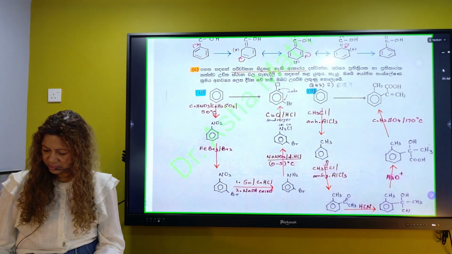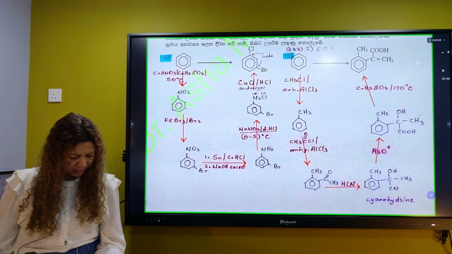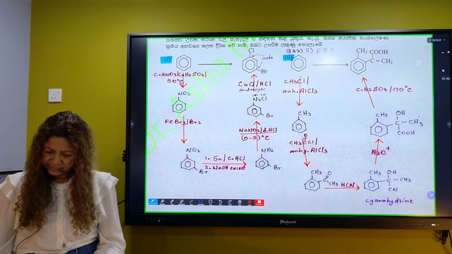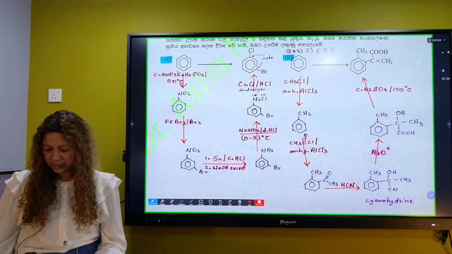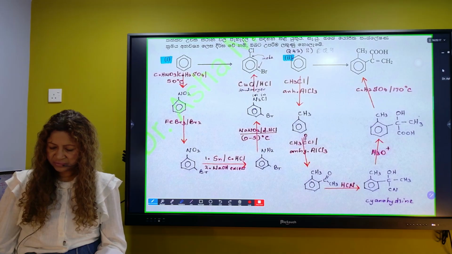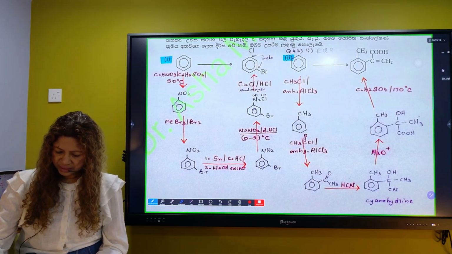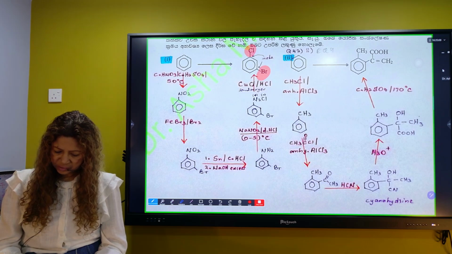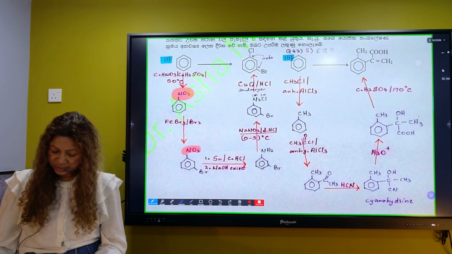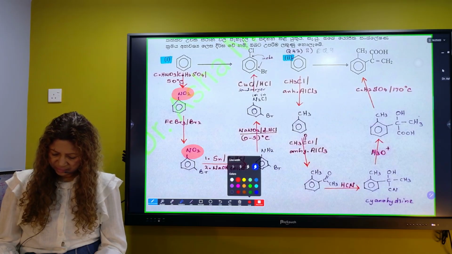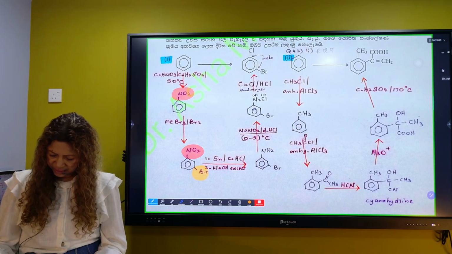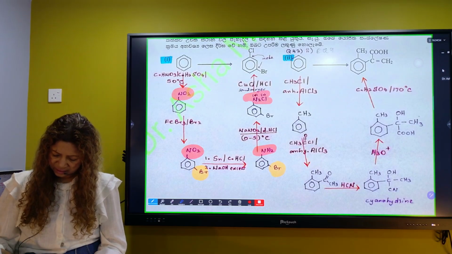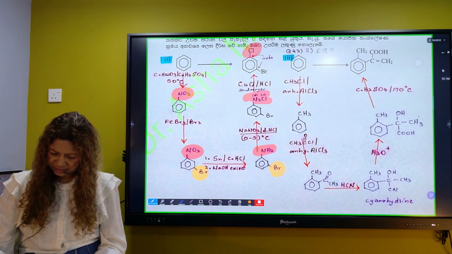Okay, I am showing both here. Just normal conversions. Both are meta, so we're going to start with the meta one, because these two are ortho-para directors, but their connection is meta. So NO2. Now it is meta, so now we're going to join bromine here and leave the bromine as it is. NO2 to NH2, N2Cl and Cl. Bromine now just stays as it is.